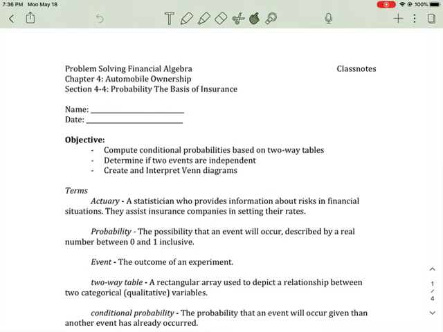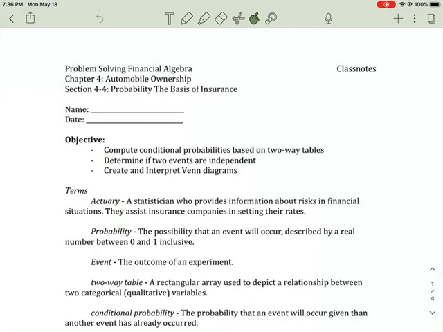Hi everyone. Today we're going to work on probability, and it's basically why we pay what we pay for insurance. So it's kind of looking at it from a mathematical point of view, and we're going to take a look at some basic probabilities, some conditional probabilities, and we're going to be talking about independent events as well as putting together some Venn diagrams. So let's get into some terms, things like an actuary.